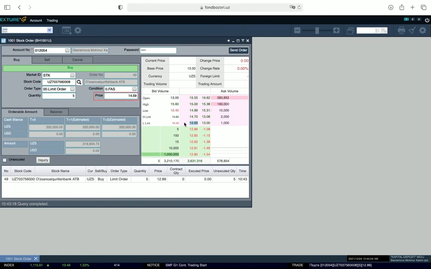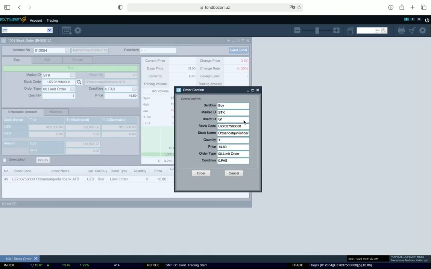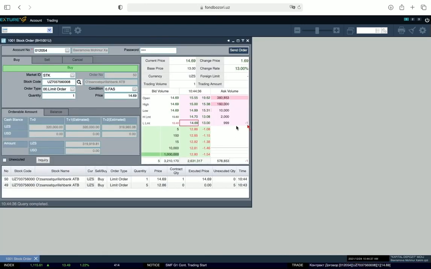We click on the stock price 2 times, and in price the number 14.69 will appear automatically. Here we write how many stocks we want to buy from him and click on Send Order. Check, I'm buying 1 stock for 14.69 sums and click on Order. This seller was debited 1 stock. Now we're looking at the order status.